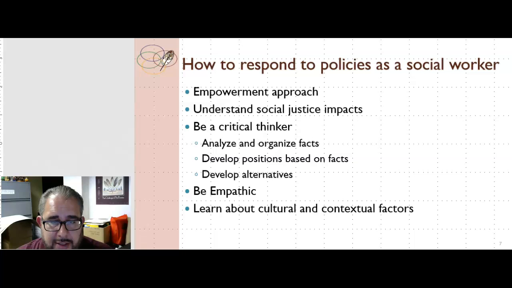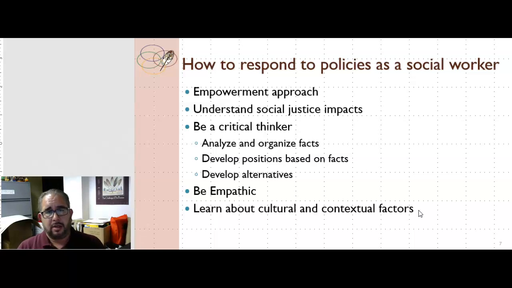These are some suggestions, and we'll talk about these more in depth later. Taking the empowerment approach is really working with your clients and working alongside them, not necessarily speaking for them, but empowering them to speak for themselves. Taking that approach is, to me, a really important one, because as a social worker, that's a value that we have as a profession.